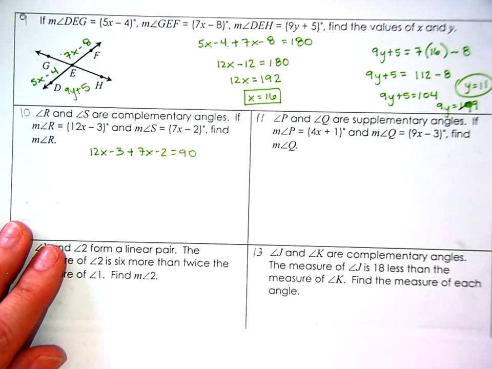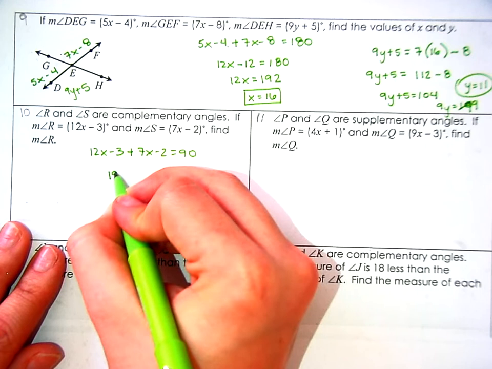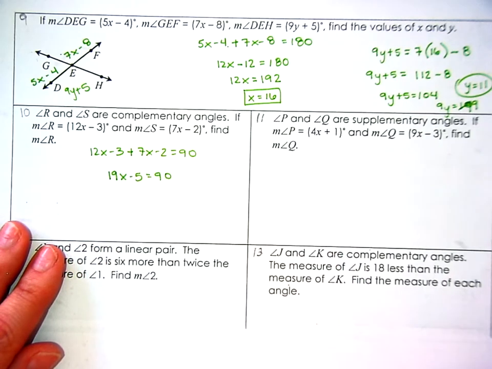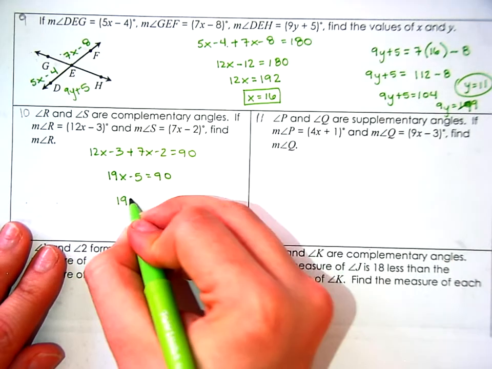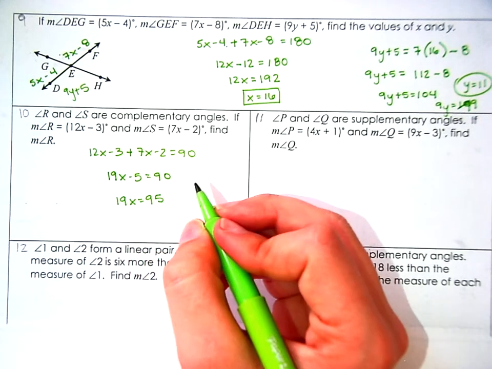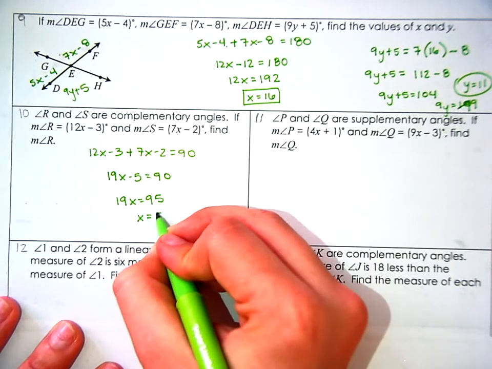Okay, we're going to solve for x here. So combining like terms, I get 19x minus 5 on the left side. So I get 19x equals 95. If I do 95 divided by 19, x equals 5.